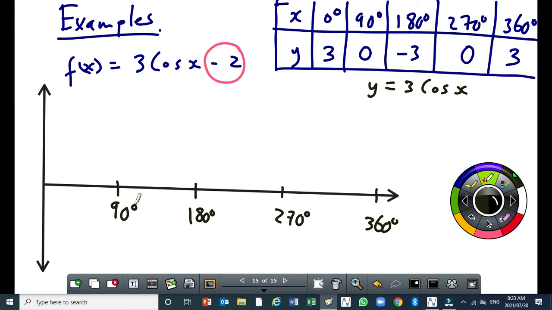Then I'll get 1. Subtract 2 from that 0, I'll get -2. Subtract 2 from that -3, I'll get -5. Subtract 2 from the 0, you get -2, and then that 3 goes down to positive 1. So every y value here is going to be decreased or reduced by 2 units.